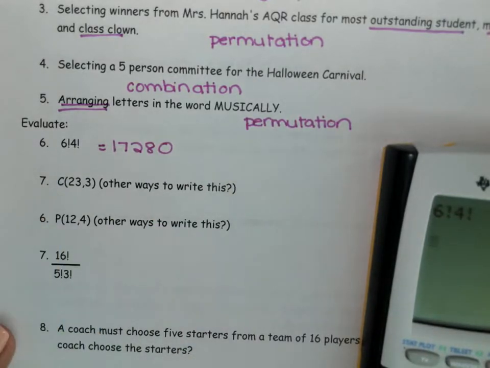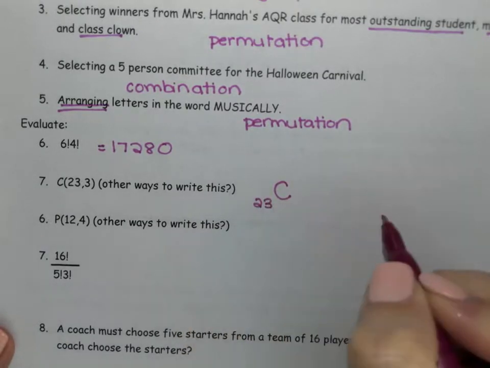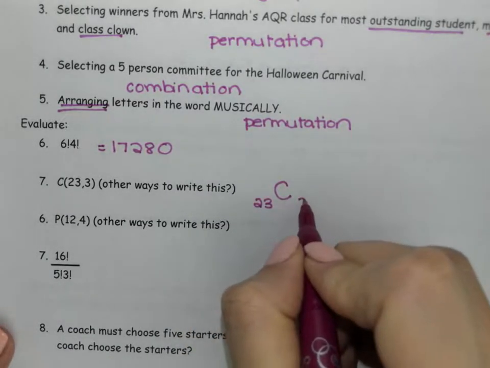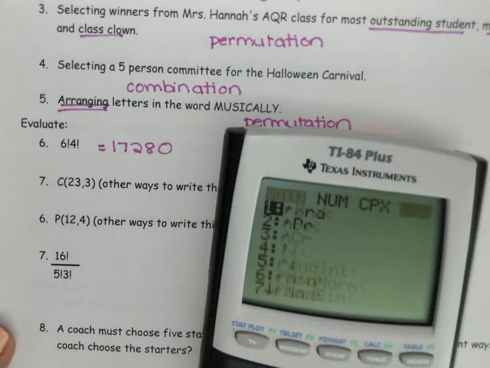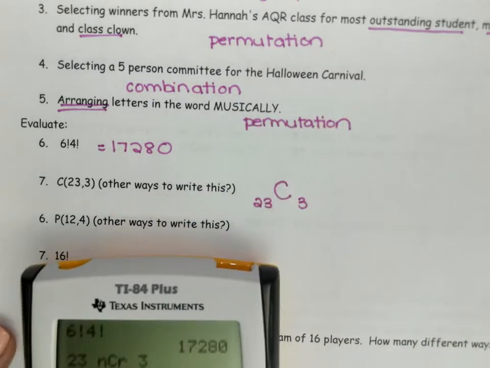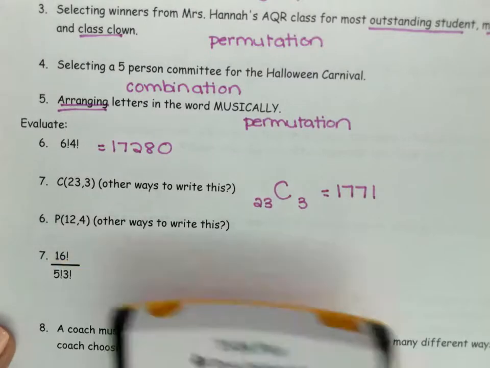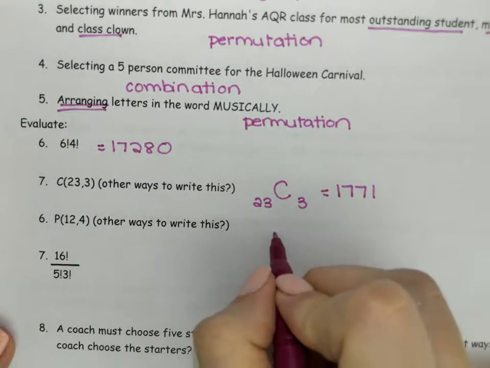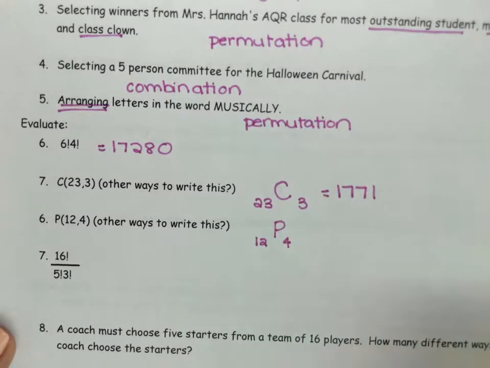This, the C, tells us it's a combination, so you could also write this as a combination of 23 people, and you are selecting 3. So you type the 23, go over to probability, and you are selecting 3 of them. So 1771.